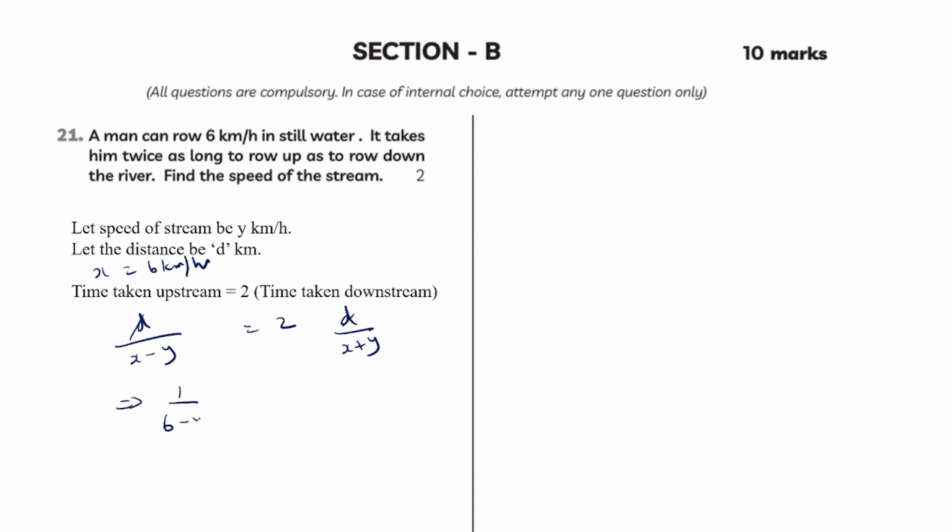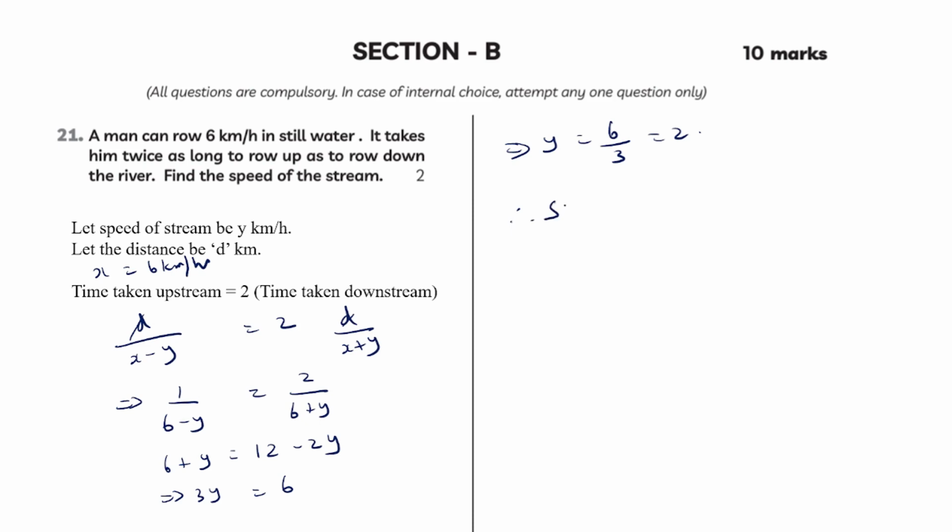This implies 1 by 6 minus y equal to 2 by 6 plus y. So 6 plus y equal to 12 minus 2y, or we get 3y equal to 6. When we transpose 2y to the other side, we get y plus 2y, which is 3y. This 6, when it comes to the other side, we get 12 minus 6, which is 6. This implies y equal to 6 by 3, which is 2. Therefore, speed of stream is 2 km per hour.